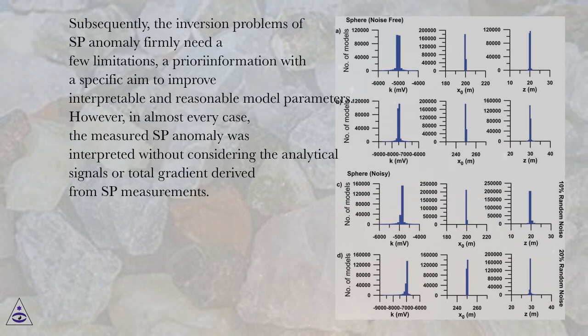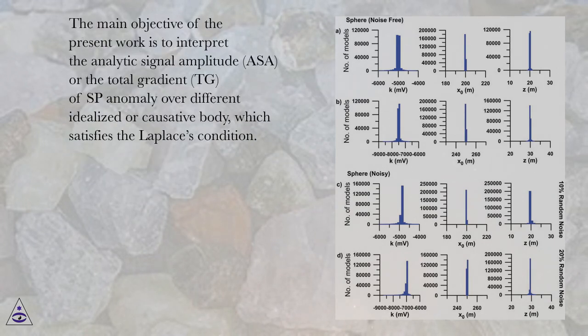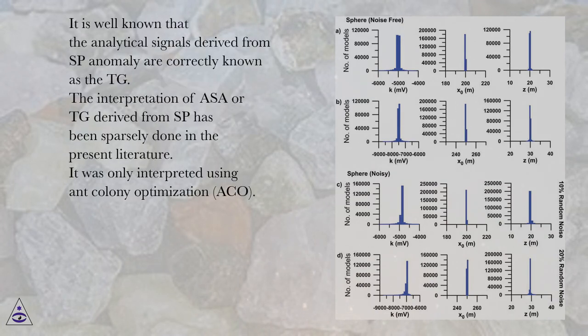However, in almost every case, the measured SP anomaly was interpreted without considering the analytical signals or total gradient derived from SP measurements. The main objective of the present work is to interpret the analytic signal amplitude, ASA, or the total gradient, TG, of SP anomaly over different idealized causative bodies, which satisfies Laplace's condition. It is well known that the analytical signals derived from SP anomaly are correctly known as the TG. The interpretation of ASA or TG derived from SP has been sparsely done in the present literature.